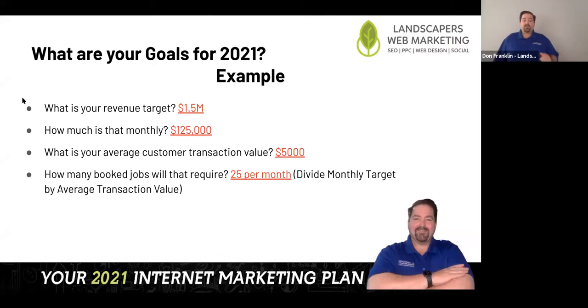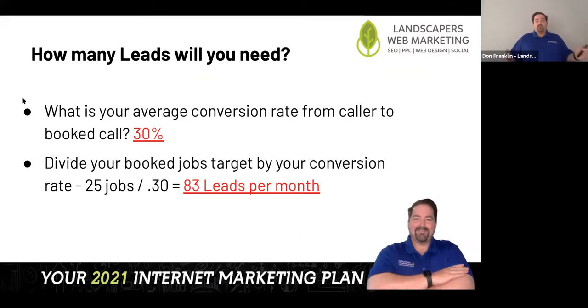Let's take it one step closer. How are you going to get to that? So first off, you need to know what your conversion rate is from a caller to a booked call. And we're just going to use 30%. It's a pretty good average medium number. I know some are much higher, some might be a little bit lower, but if we look at 30%, you're going to divide that booked job target, which is 25 jobs, by 0.30 for 30%, and you need 83 leads per month. You have to have 83 leads per month coming in order to hit that target.